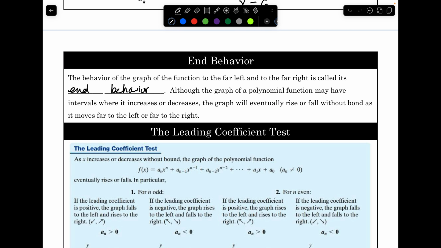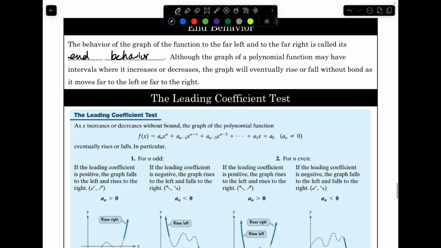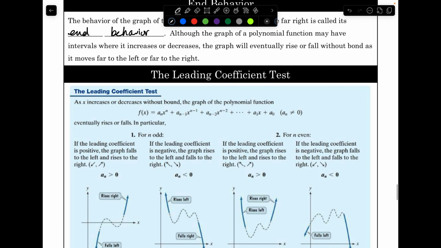Although the graph of a polynomial function may have intervals where it's going up or down, increasing or decreasing, the graph is eventually going to rise or fall without bound as it moves to the far left or to the far right. Now, the way we determine the end behaviors of the graph without relying on the graph is by using the leading coefficient test.